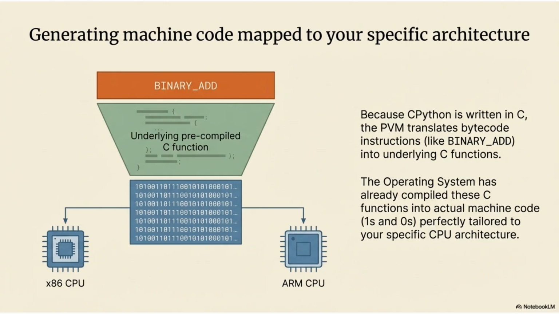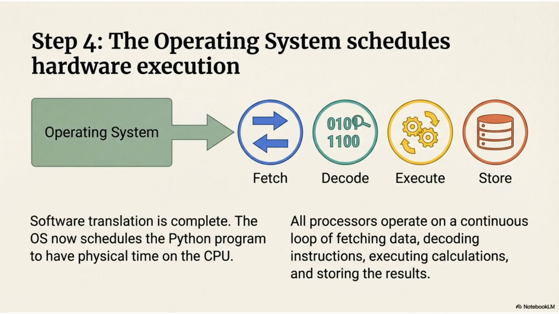Because CPython is written in C, the PVM translates the bytecode instructions into underlying C functions. The operating system has already compiled these C functions into machine code, or ones and zeros, tailored to the specific CPU architecture. Step 4. The operating system schedules hardware execution.